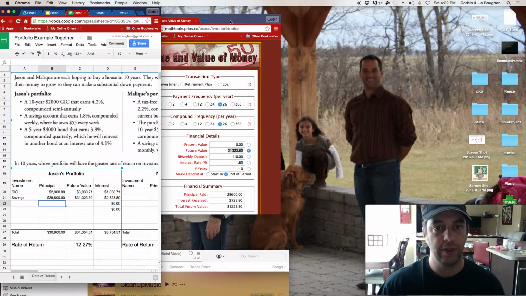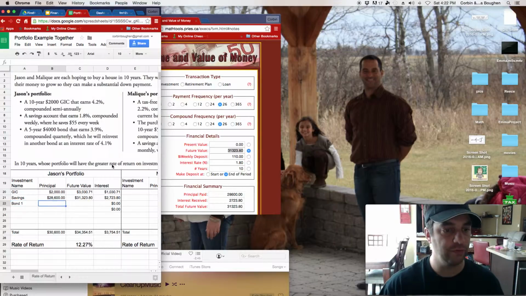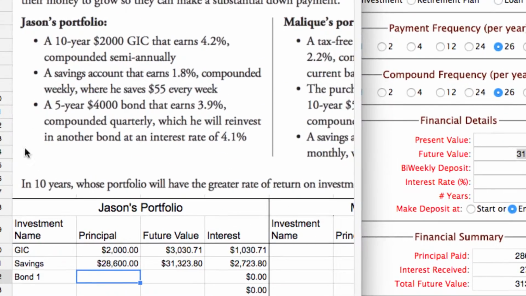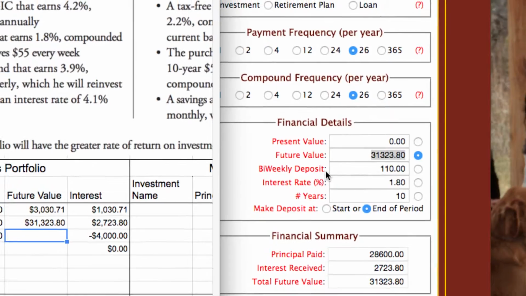Next one, we have to do the bond. Now, notice it's broken up into 2 bonds, right? So there's bond number 1 here, in which he invests for the first 5 years. Okay, so what is that going to be? 5-year bond that he invests. So what is that? $4,000 bucks. 1, 2, 3. All right, let's figure out the future value on that.